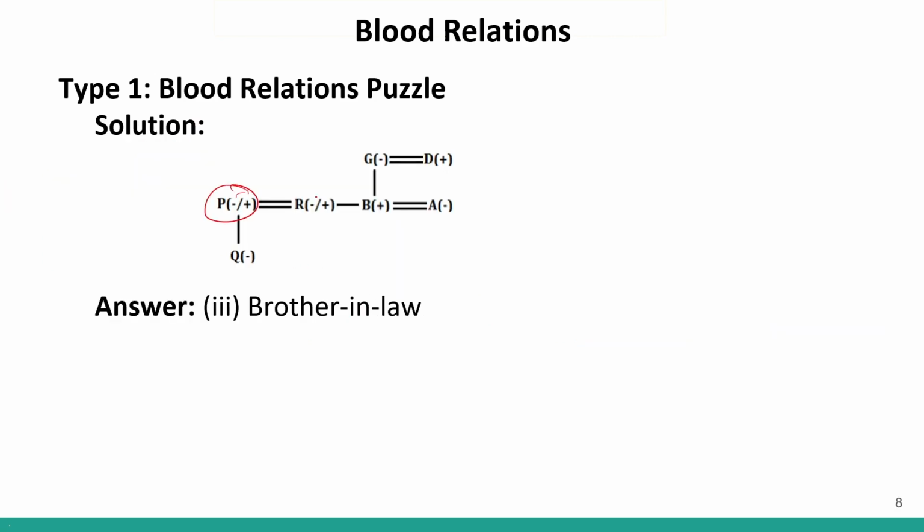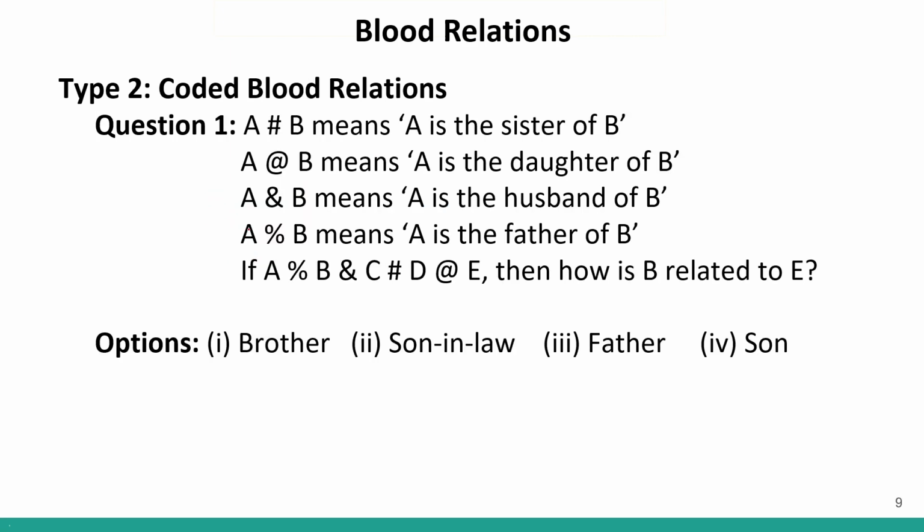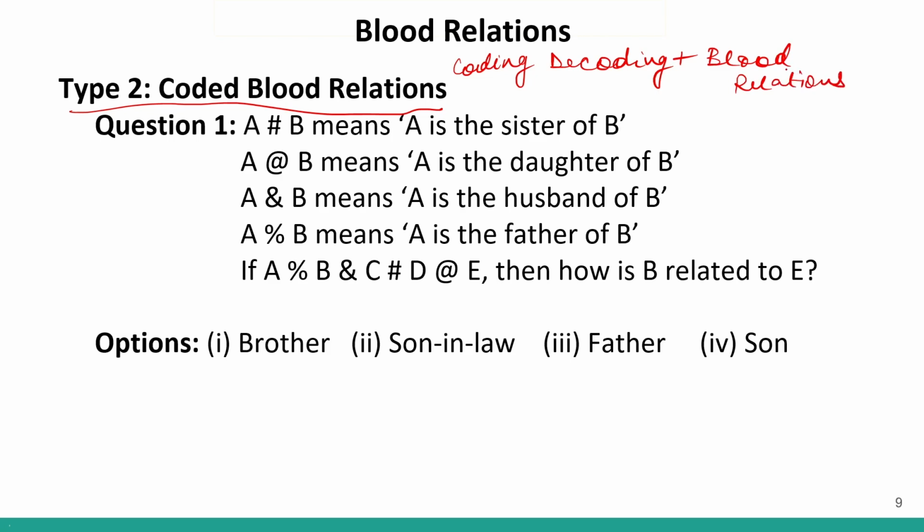Over here, you can see that the genders are unknown. Correct? Now, type 2, coded blood relation. I told you, it is the same concept of coding-decoding plus blood relations. Just the questions are a little trickier now. So we will use the same 3 concepts: not assuming the gender, drawing symbols and making a family tree. Based on that, we will draw this chart.